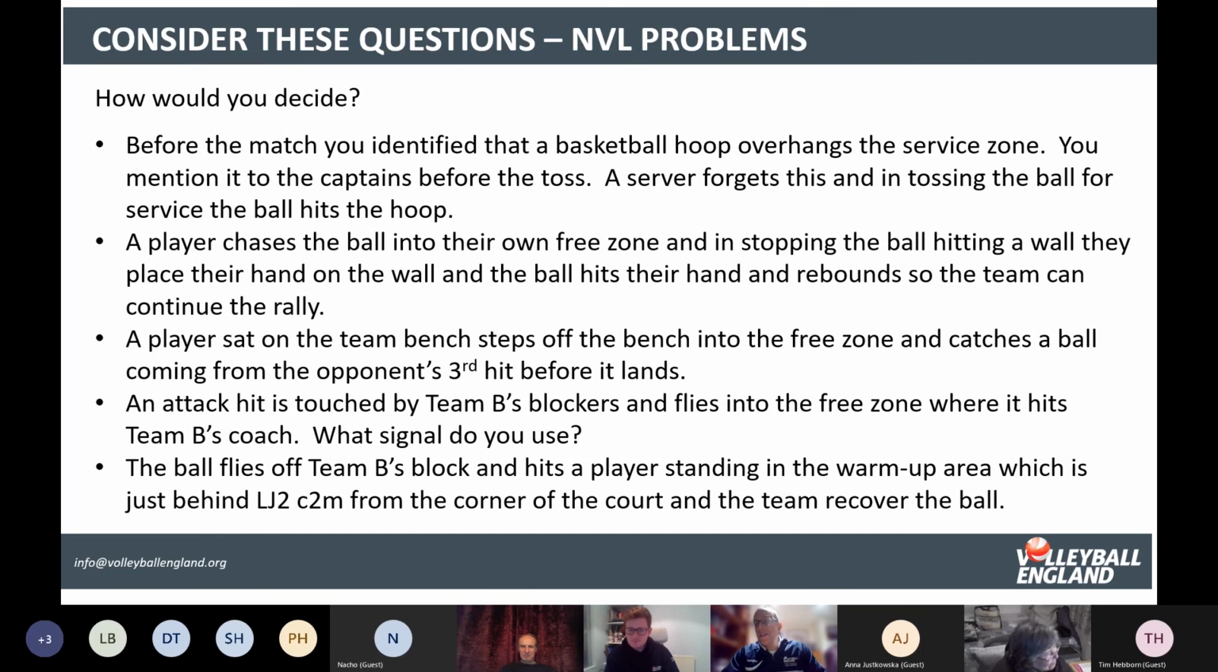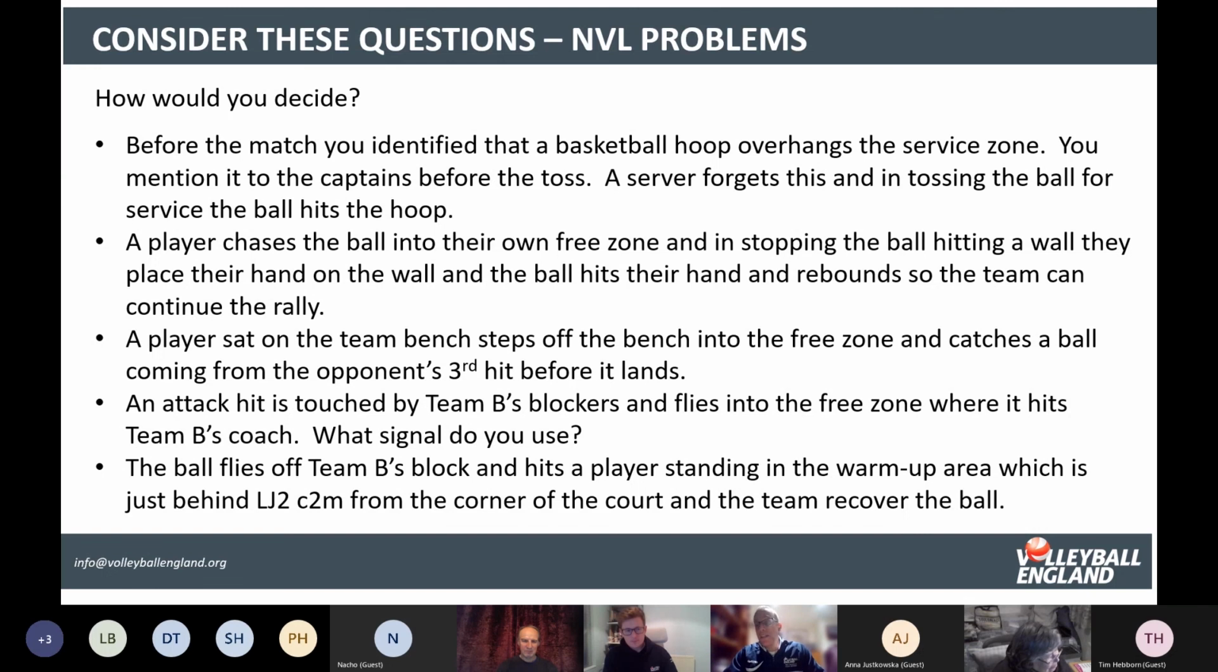Okay, so this is one of the ones whereby when you're setting out how your court is going to be before the start of the match, you know how much space you've got, and you'll know whether your player's warm-up area is going to be inside the free zone or outside, or is going to encroach the free zone. Technically, the warm-up area is always outside the free zone, regardless of where it is. So in this instance, because the player is actually in the warm-up area, they're outside the free zone, and therefore the ball is out.